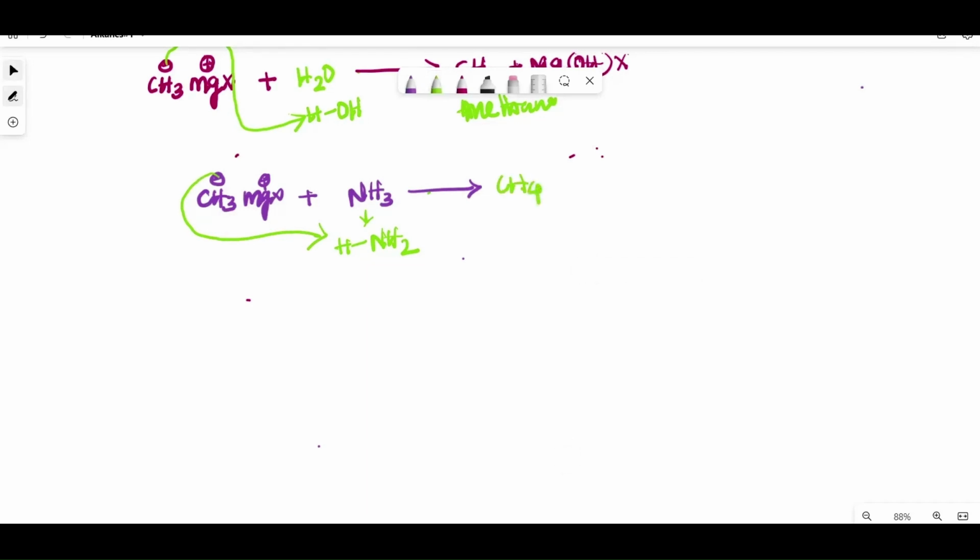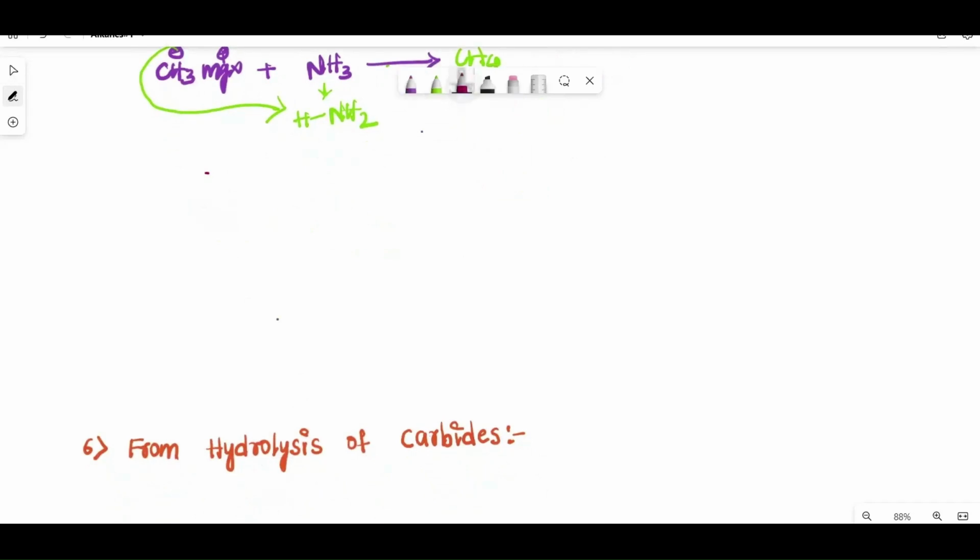In this way, if you have an alkyne, let's see an example with alkyne. If you have this alkyne plus R minus NaOH, let's say this R minus abstracts this hydrogen and you will get RH. In this way, we can prepare alkanes from organometallic reagents.